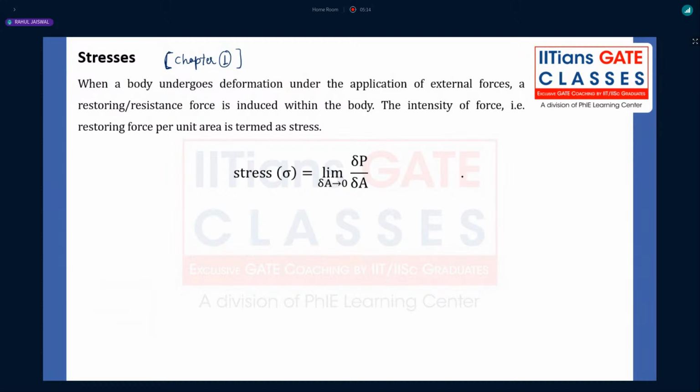Suppose, for example, I give the example of a solid body, or one rod is there. Now this rod is a deformable rod, right? That means if I apply the load P, what will happen? Suppose this rod has a circular cross section of diameter D, and a length L.